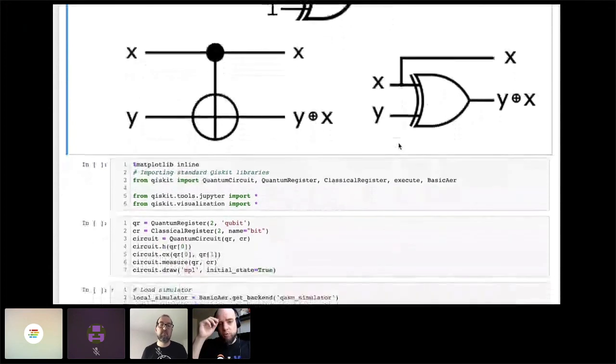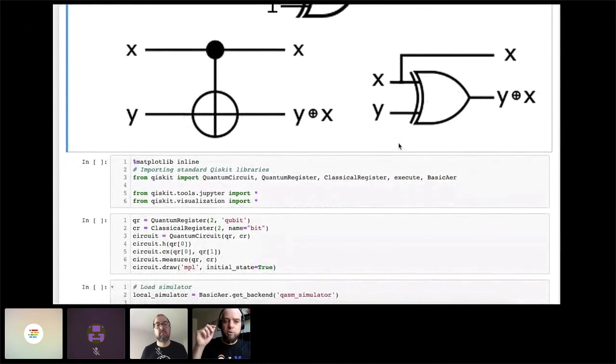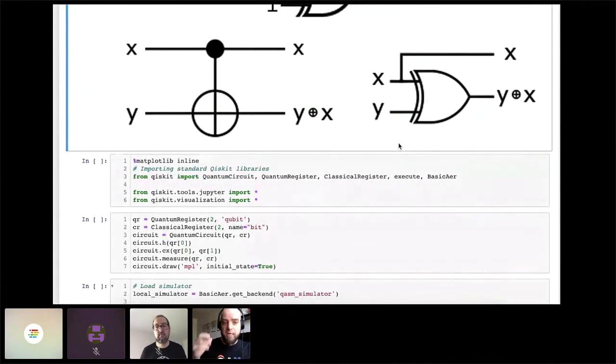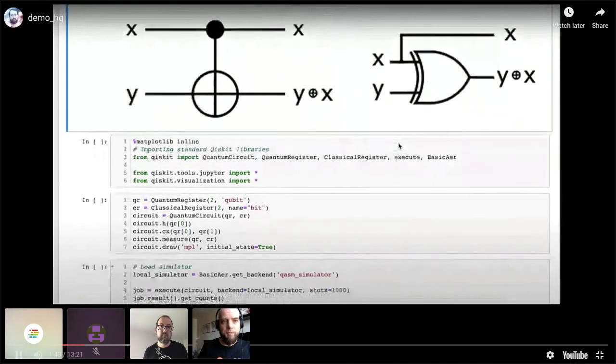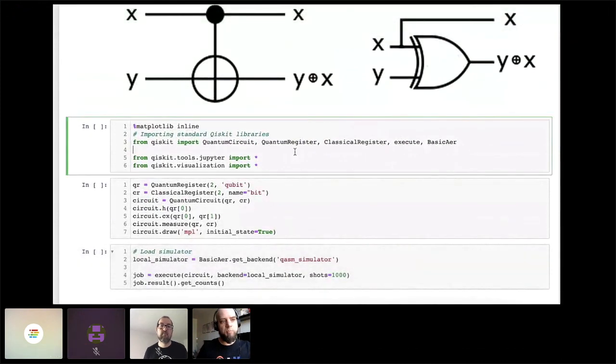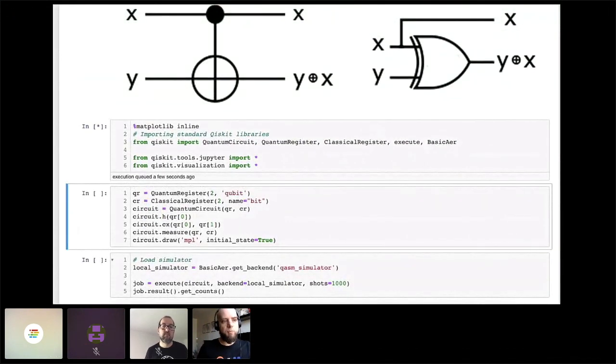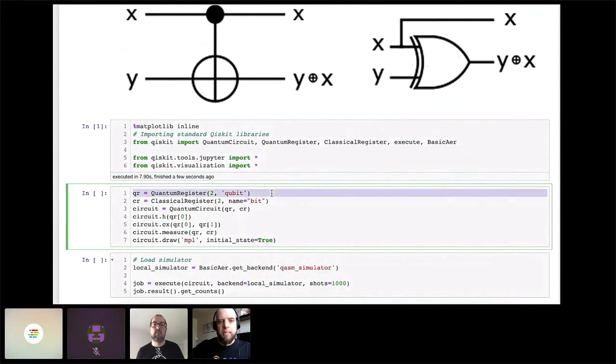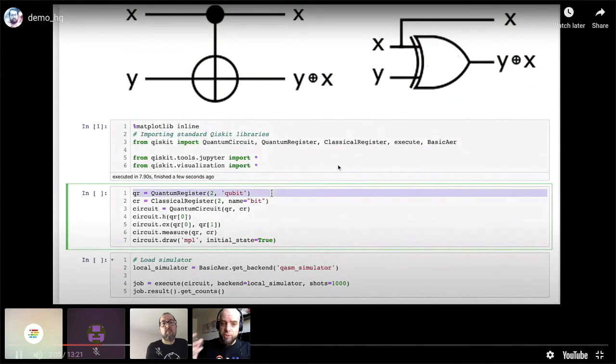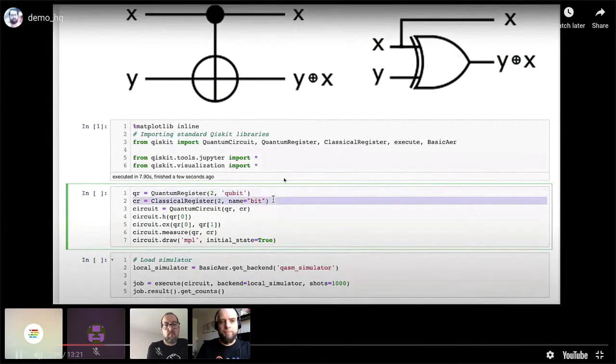And now that we know how the CNOT gate works, we're going to connect that CNOT gate with the Hadamard gate that we know from before. This Hadamard gate puts qubits into superposition. So the first thing that we're going to do is import Qiskit, which is the IBM quantum computing SDK. And we're going to create a quantum register of length 2. Here in this line, the quantum register, and another classical register to put the result of our computation, also of length 2. And then we add those two registers into a quantum circuit.